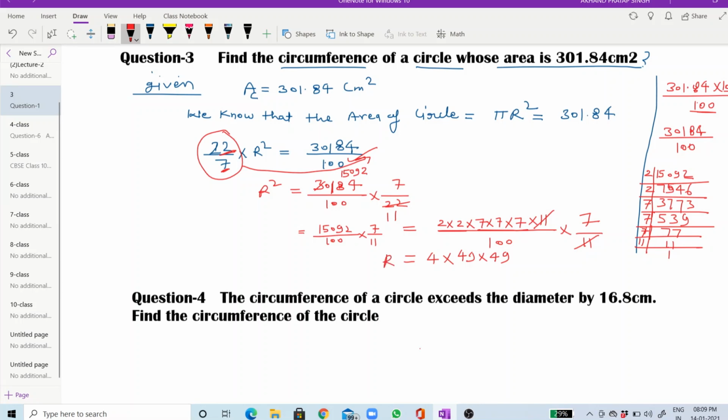But here is r square upon 100. Here is r square. So if you remove r square from here, it becomes under root. Now the value will be 2 into 49 upon 10. So if you multiply here, 49 into 2, 9 2s are 18, carry 1, 2 4s are 8, plus 1 is 9. So it becomes 9.8.